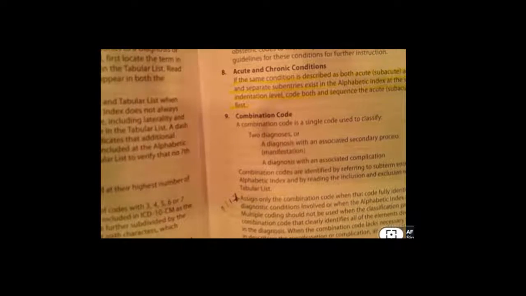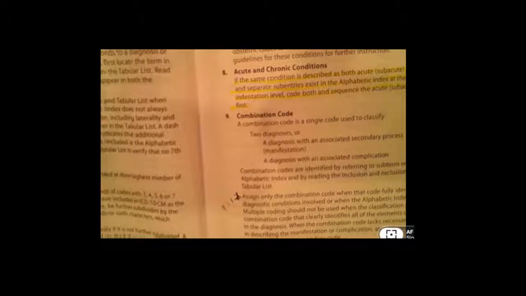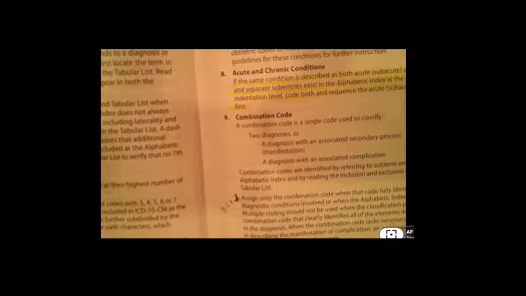My suggestion is, before you start completing your exercise, that you read through the guidelines for a specific chapter, then look at your exercises, and after you have selected the codes, go back to the guidelines just to make sure you're not missing anything before you assign that final code.